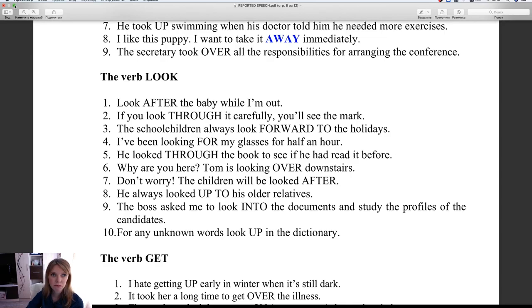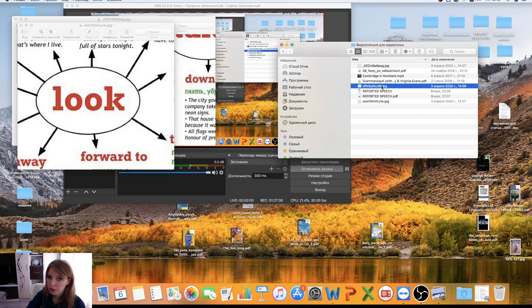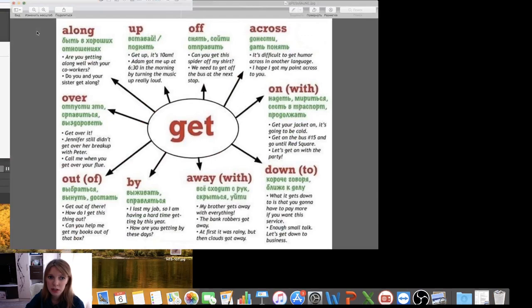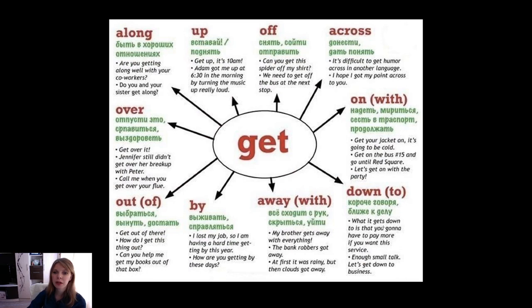And finally, the third phrasal verb is going to be the verb get. It also has a number of different meanings. Let's analyze them. So, to get along, to get along with is usually translated as ладить с кем-то, быть в хороших отношениях. Are you getting along with your co-workers? Ты в хороших отношениях со своими сотрудниками? Do you and your sister get along? Ты ладишь со своей сестрой, да? Ладить, быть в хороших отношениях.